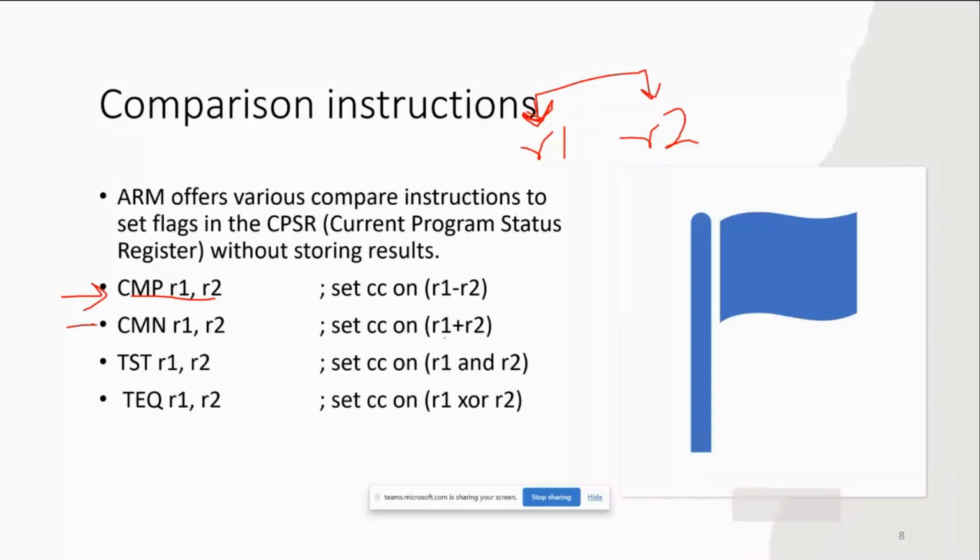CMP means compare, and then set or reset certain flags. If R1 minus R2 gives 0, then in the CPSR, the current program status register, there is a flag. This is 32 bits, right? One of the bits we call the zero bit. It will be either 0 or 1. If the difference comes 0, then the zero bit will be 1. Otherwise, it will be 0.